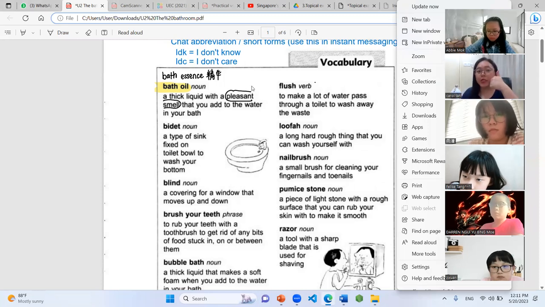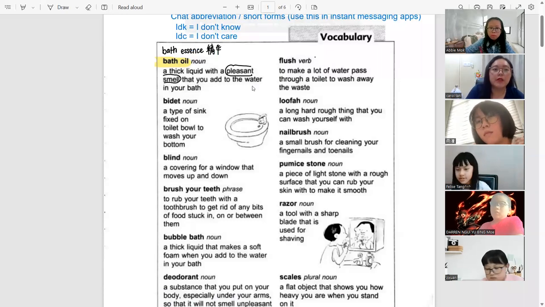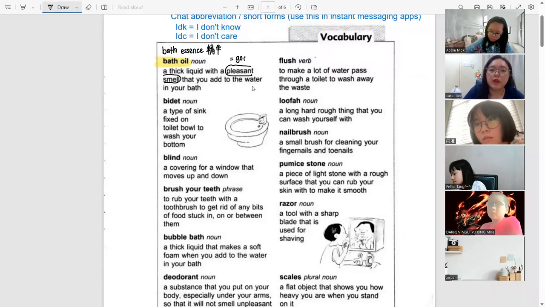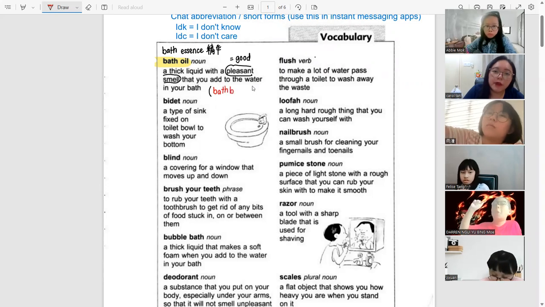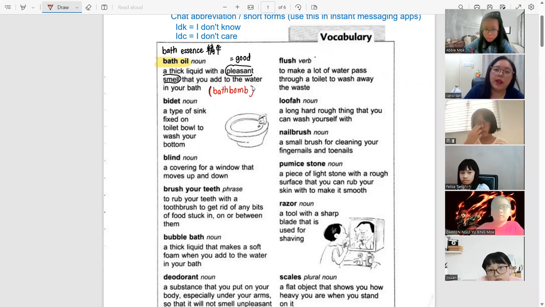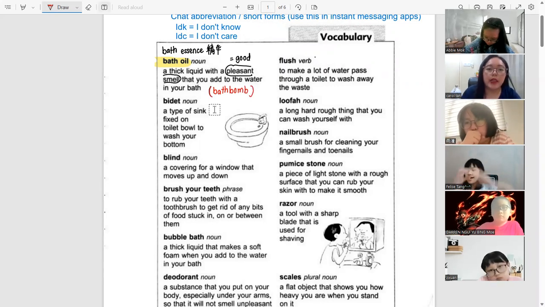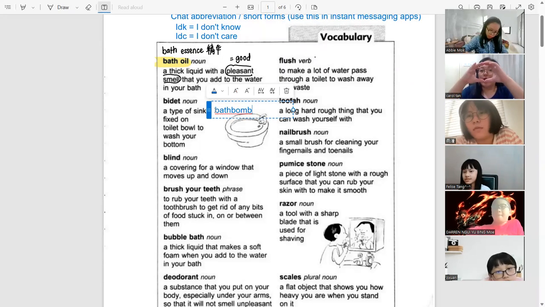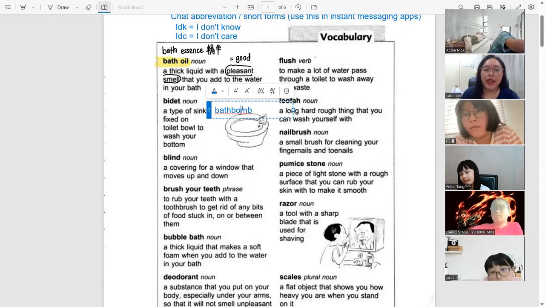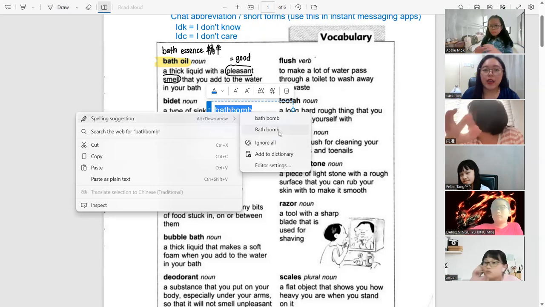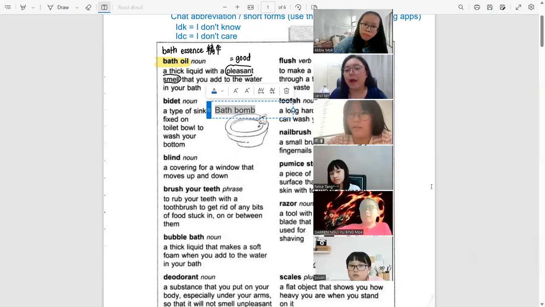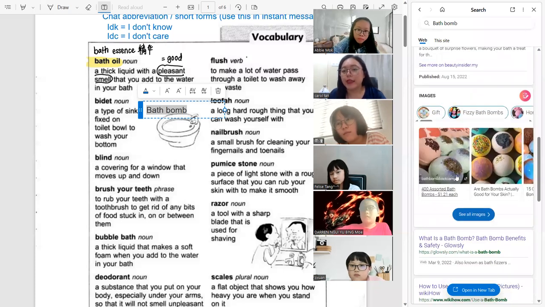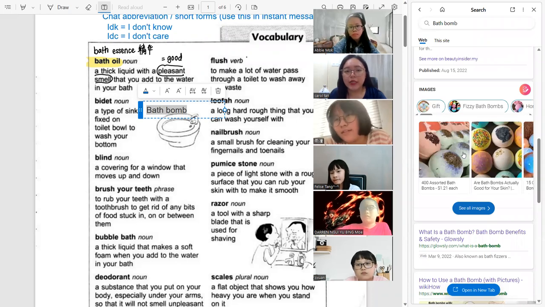So you all can write pleasant means good. And everybody, you can add another one. It's called the bath bomb. You all can write bath bomb, B-O-M-B. I show you how a bath bomb looks like. It's round, you don't say circle, you say it's round. If you put it in the water, it will release the bubbles. So these are called the bath bombs.